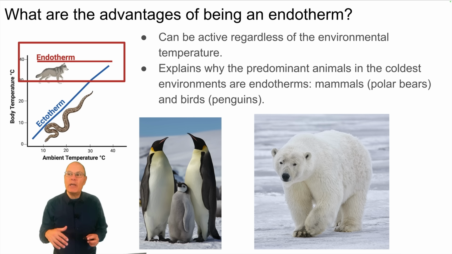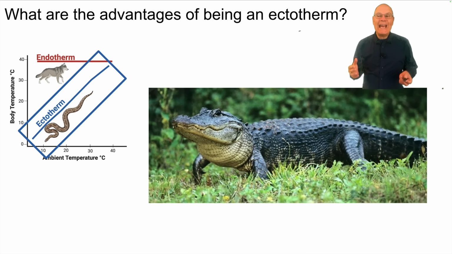And it explains why the predominant animals in the coldest environments are endotherms: mammals like polar bears and birds like penguins. Those are the animals that can survive on snow and ice. So what are the advantages of being an ectotherm?